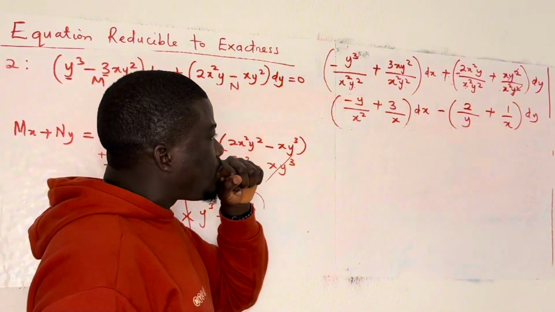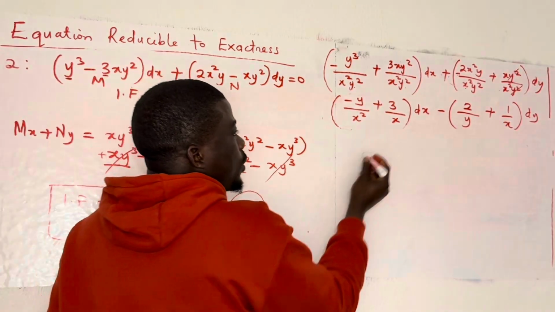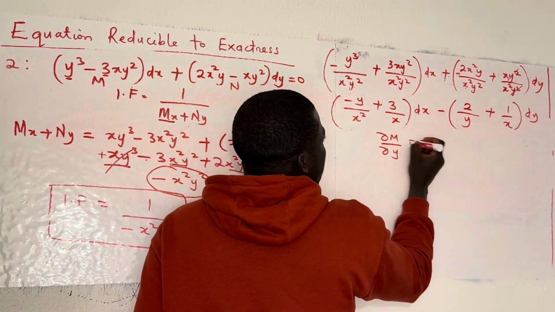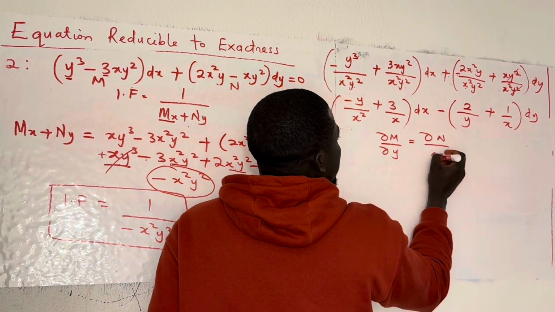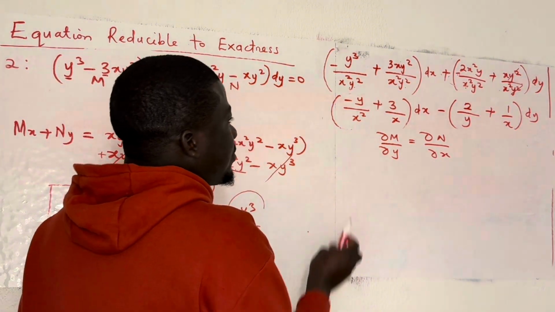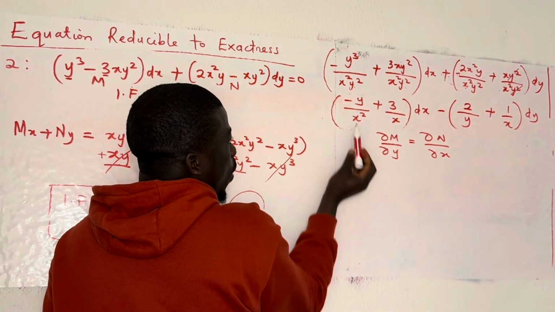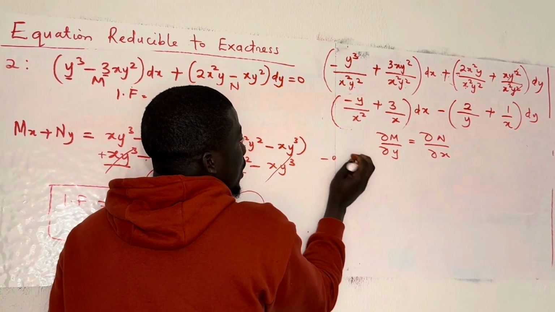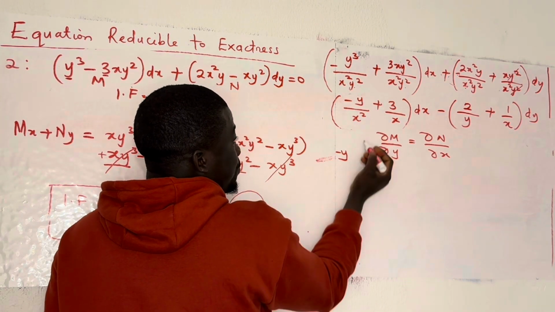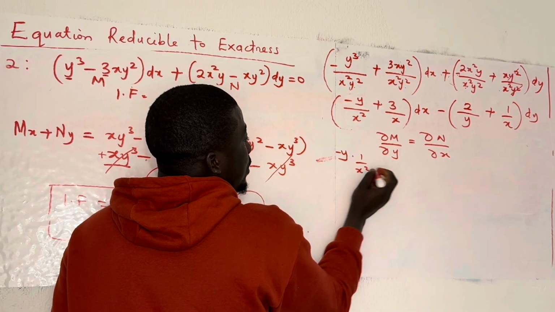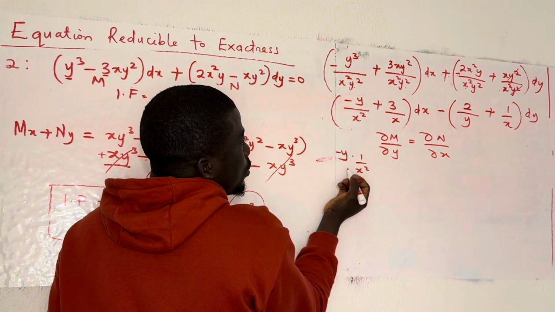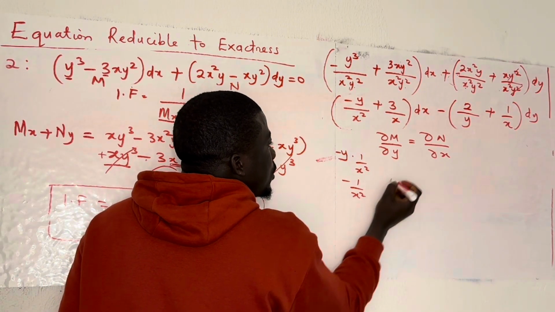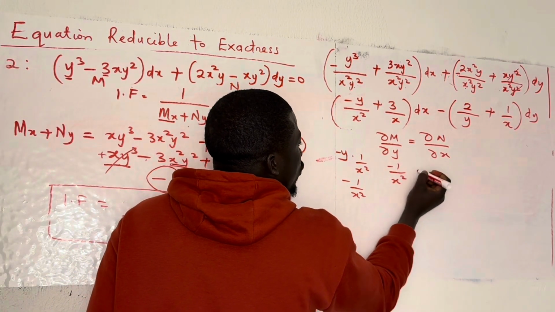Now, let's show if this equation is exact or not. For the equation to be exact, we know our partial M to partial y must be equal to partial N to partial x. Now, let's differentiate this with respect to y. If you look at this, with respect to y, we have minus y dot 1 over x squared. So if you differentiate y, you have 1. So we are left with minus 1 all over x squared. So this will be minus 1 over x squared equals.